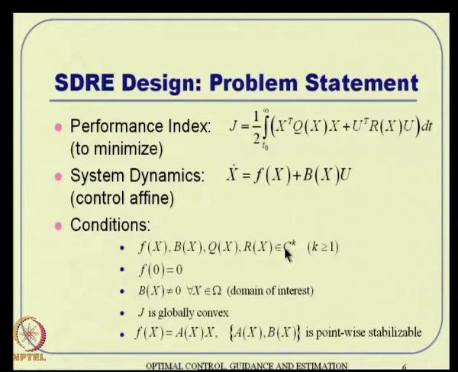and r of x have to be at least class C k, f of 0 has to be 0, b of x has to be non-zero for all x, and then the J has to be convex, and when you write f of x like this, A of x into x, then A of x and B of x have to be pointwise stabilizable. So, under these 5 broad conditions, let us see how to proceed.